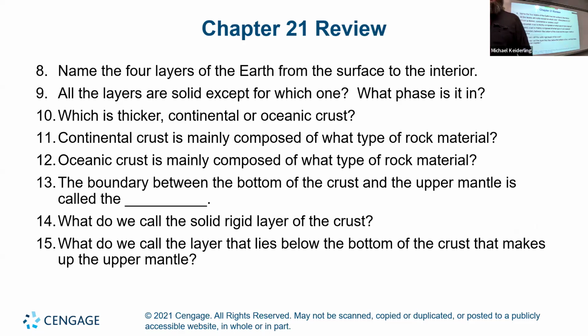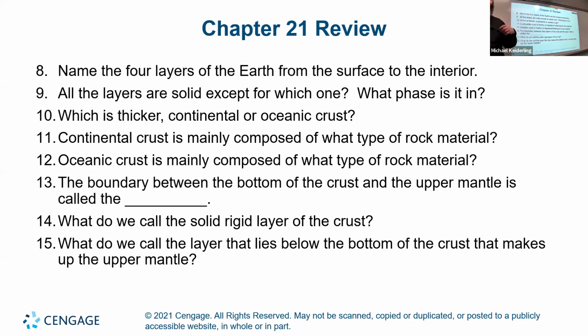The four layers of the earth from the surface to the interior are the crust, the mantle, the outer core, and the inner core. Those are the layers based on material property. All the layers are solid except for the outer core, which is liquid.